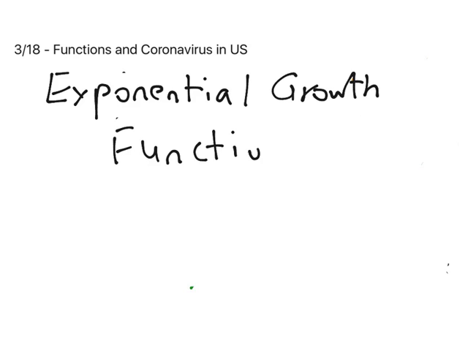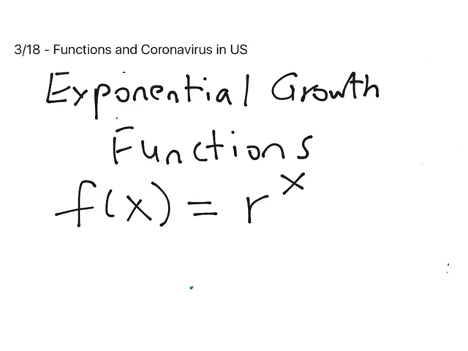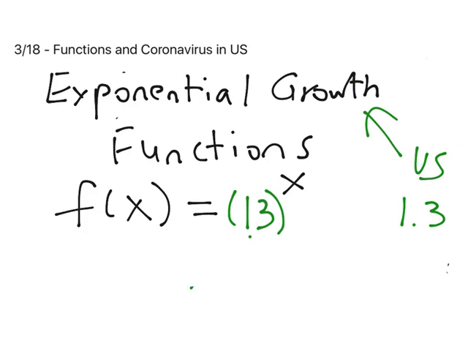Finally, from yesterday, we know that exponential growth functions look like this. It's exponential growth because we have an x in the exponent. We know that in the US, the factor is 1.3. That means we can erase this and write 1.3. That's how it's growing.